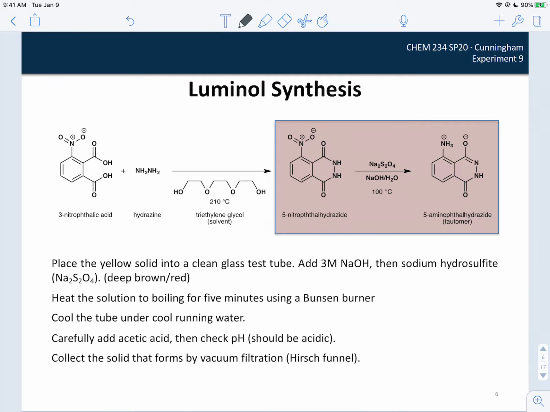And then carefully we're going to add acetic acid. We want to check the pH as we're adding that acetic acid. We want to make sure that the solution is acidic. And as we're adding our acid, we're going to have a solid that is formed. And so we want to collect that by vacuum filtration, again using our Hirsch funnel. So make sure that you do empty the trap out between each of your filtrations. So dispose of that waste properly.